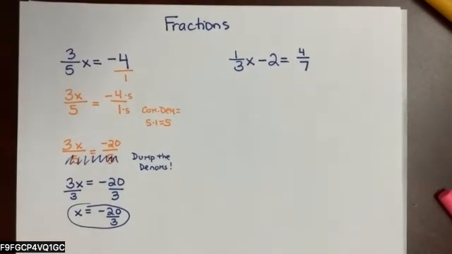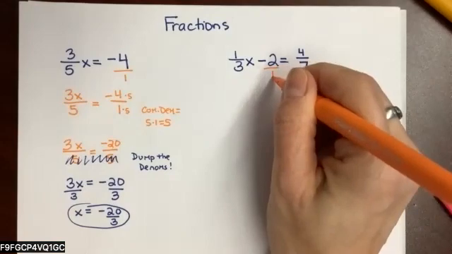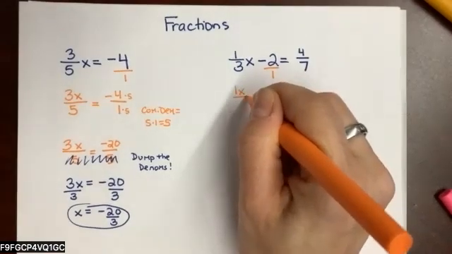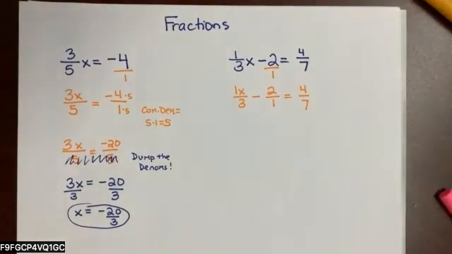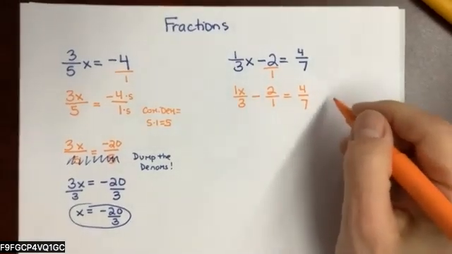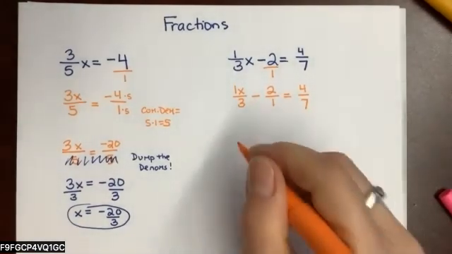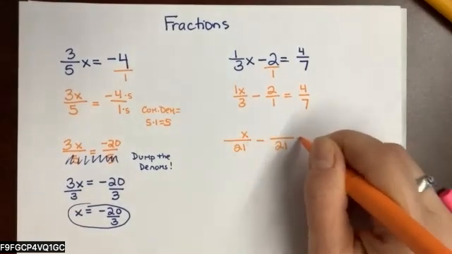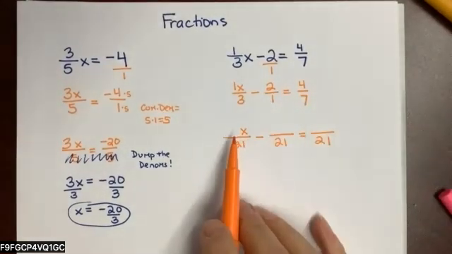Let me show you on another problem. So the first thing we do is we give everybody a denominator. The second thing we do is we move x up to the top. Now we need to find that common demon, the common denominator. 3 times 1 times 7 is 21. So I write x over 21 minus something over 21 equals something over 21. There were 3 fractions.